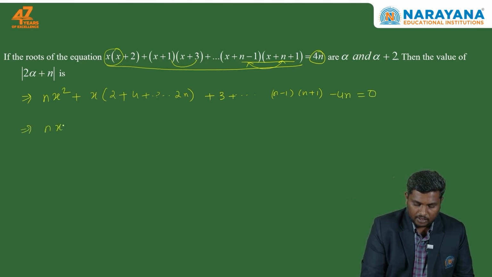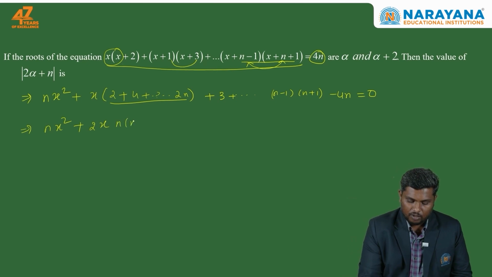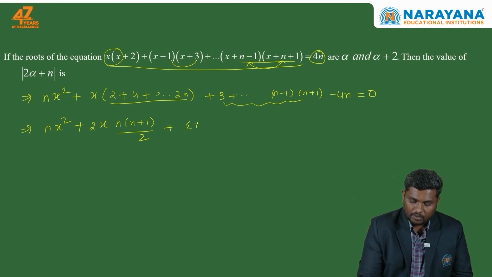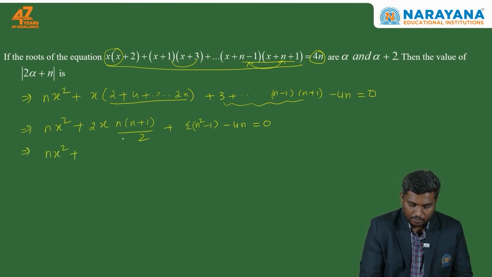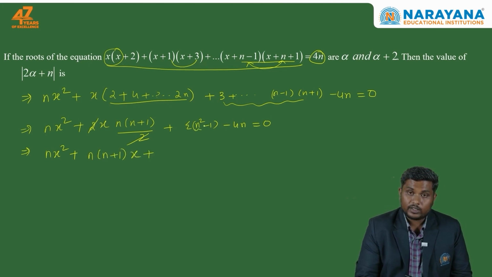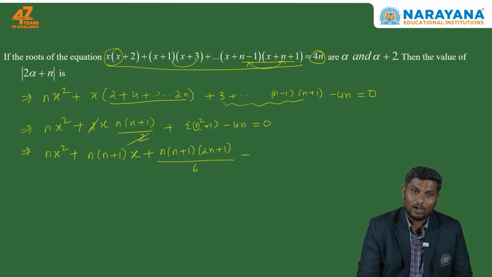So once again, n into x square plus, if I take 2 common from here, 2x into sigma n, 1 plus 2 plus 3 so on to n, which is n into n plus 1 by 2, plus, for this I am going to apply sigma for n square minus 1 minus 4n is equal to 0. Okay, so here I am going to get n x square plus n into n plus 1 x plus, guys, sigma n square will be n into n plus 1 into 2n plus 1 by 6 minus, what about 1? Sigma 1 is n, minus 4n is equal to 0.